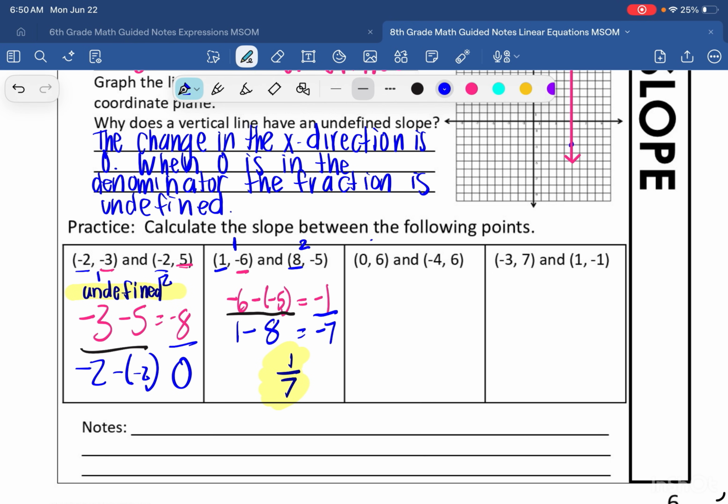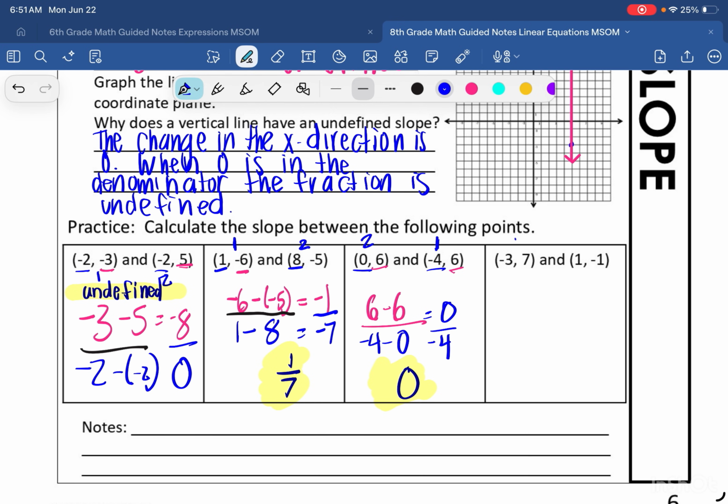Mark my points. We'll use this one first. 1, 2. Again, it doesn't matter. My change of y is going to be 6 minus 6 over negative 4 minus 0. 6 minus 6 is 0. Negative 4 minus 0 is negative 4. So 0 divided by negative 4 is 0. So my slope is 0.